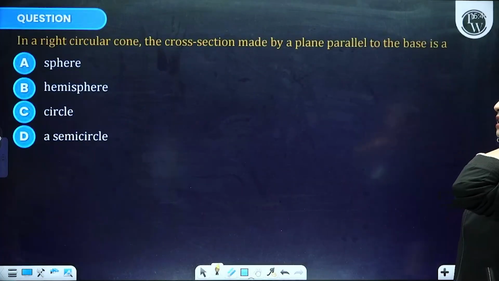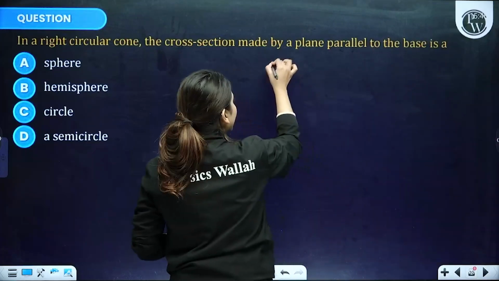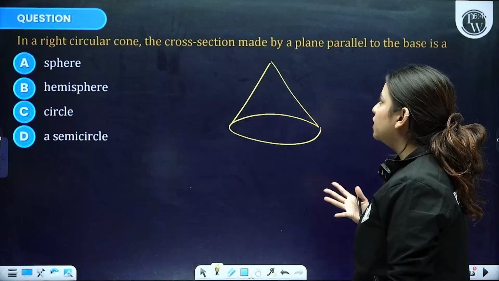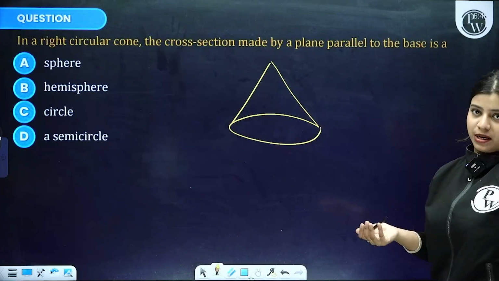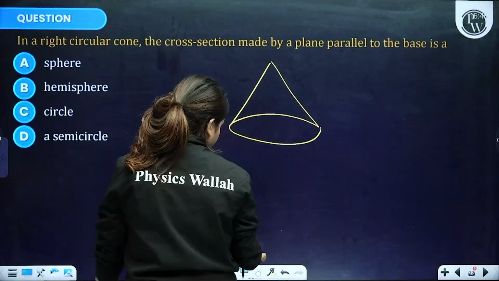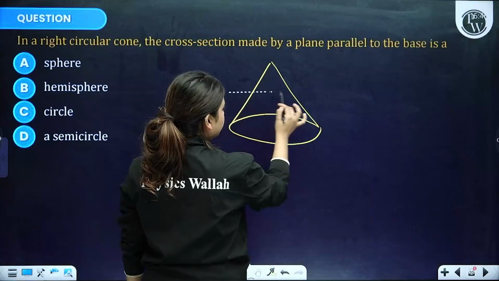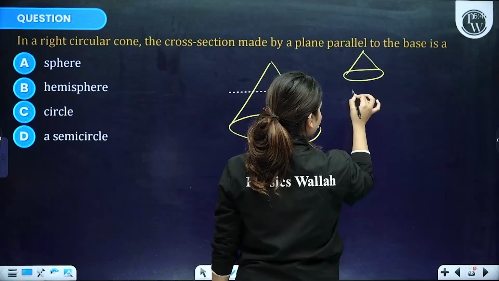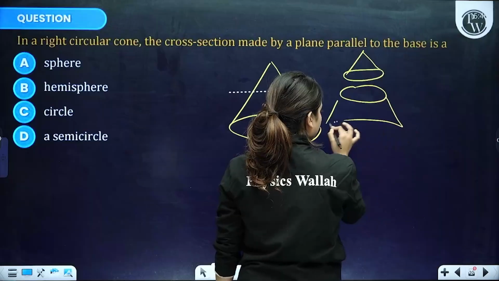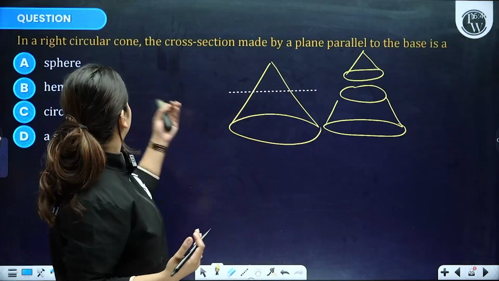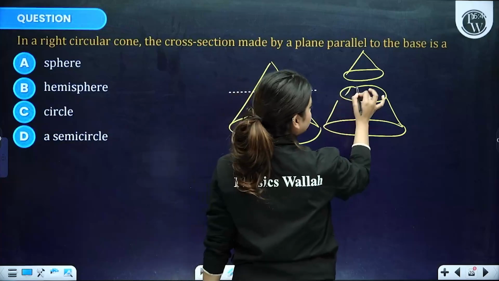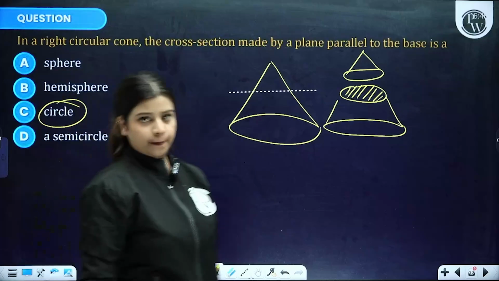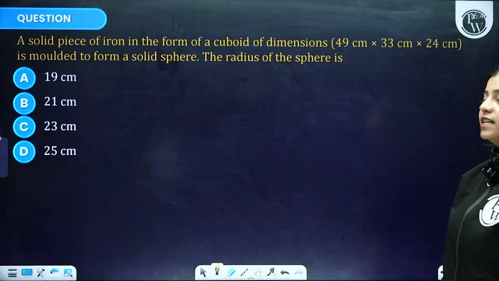Let's move forward. It is saying in a right circular cone. So let's make a right circular cone, people. In a right circular cone, the cross section made by a plane parallel to the base is. So if I make a cross section which is parallel to its base, this figure will be divided into two parts like this, right? And they are asking what this shape will look like. This shape will look like a circle. As simple as that. Let's move to the next question.